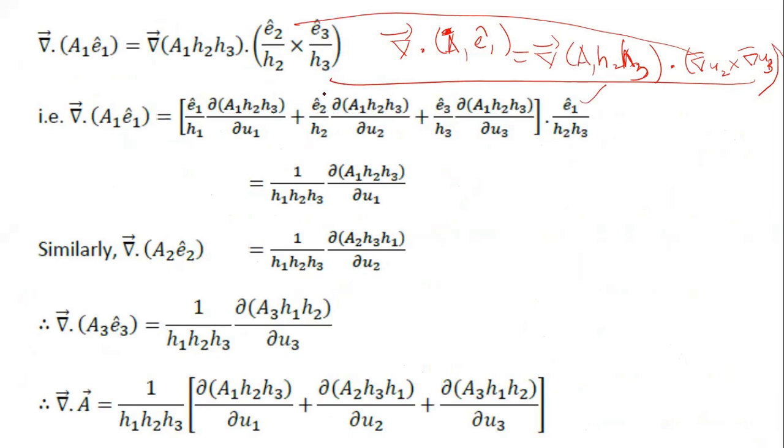e1 upon h2 h3. Then in writing the gradient of a scalar, see this quantity is some scalar phi. There is no vector sign here. Gradient of a scalar quantity you can express using the gradient formula, or you can express using your del operator formula. In the previous steps, a few minutes ago, we have expressed our del operator. So our del operator is u1 cap upon h1 del upon del u1, right?